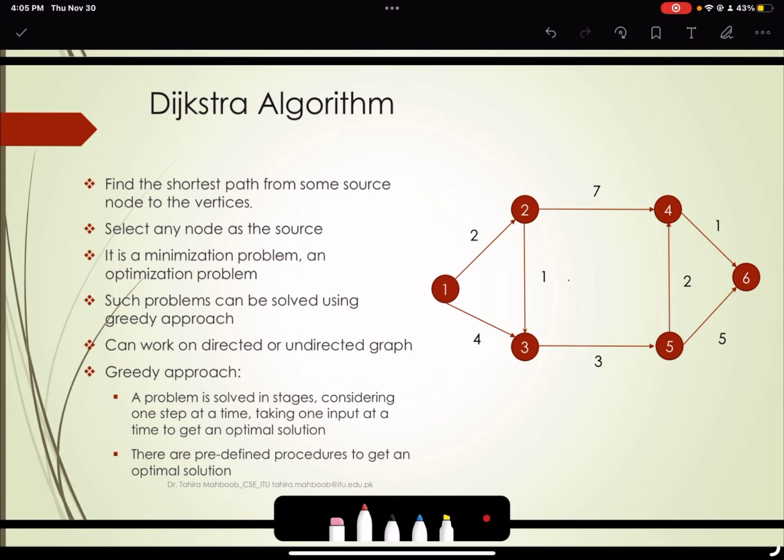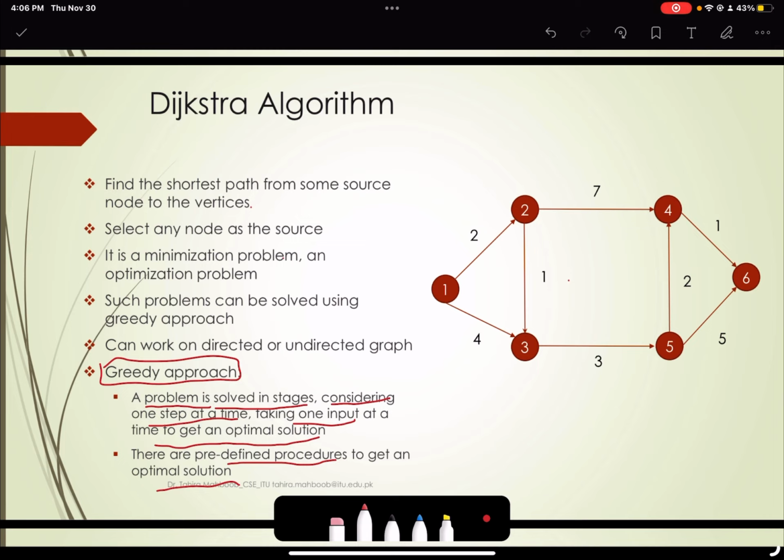What is the greedy approach? In the greedy approach, a problem is solved in stages, where we consider one step at a time, taking one input at a time to get to the optimal path. And in Dijkstra's algorithm, we have a predefined procedure to get to an optimal solution.